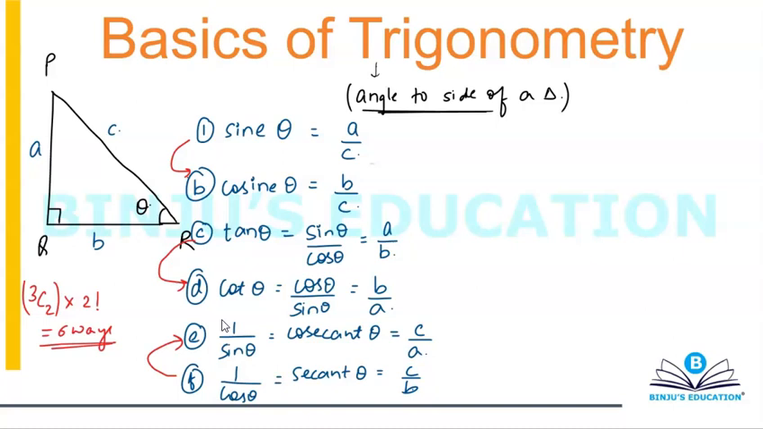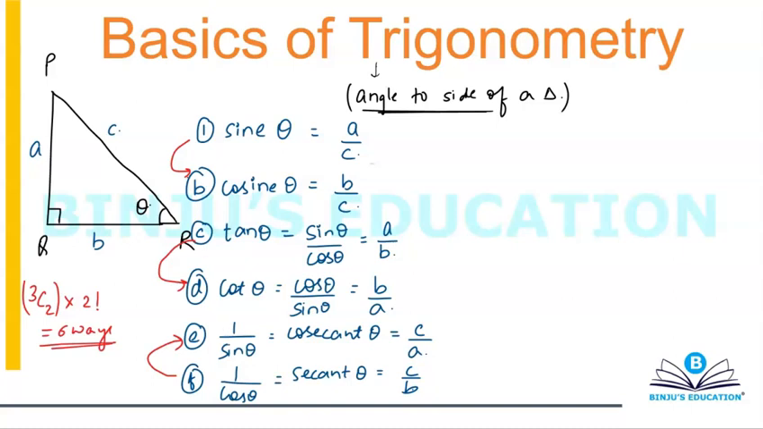Anyways, what you need to remember is, let me just go through this once more. Sine of an angle in a right angle triangle is always the opposite side by hypotenuse. Cos is adjacent side by hypotenuse. Tan is sine by cos, which is opposite by adjacent. Cot is cos by sine, which is adjacent by opposite. Cosecant is 1 over sine, which is hypotenuse divided by opposite, and secant is 1 over cos, which is hypotenuse divided by adjacent. These are the 6 basic trigonometric functions which we need to know.